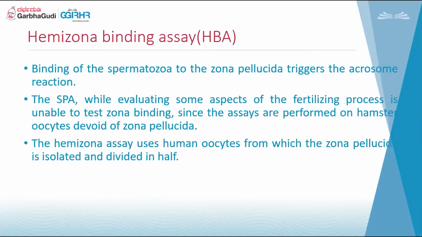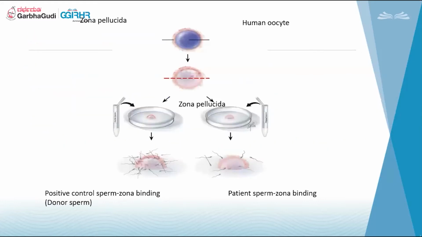And hemizona binding assay. Binding of the spermatozoa to zona pellucida triggers the acrosome reaction. We all know this, obviously. When the sperm get attached to the outside, there will be a reaction. So while evaluating this aspect of the fertilization process, it is unable to test zona binding, since the assays are performed on hamster oocytes, not on humans. Okay, so this method we don't perform. Basically what happens, they cut the zona into two halves, and then the control is donor sperm. Okay, and then next they'll check whether the patient's sperm can penetrate. So that's why this method is not used anymore.